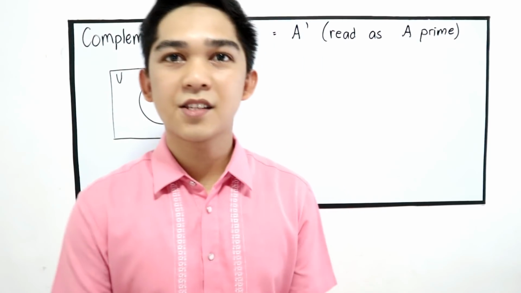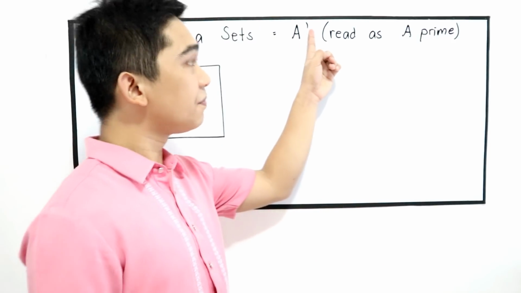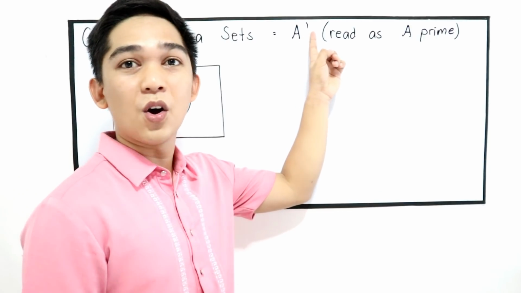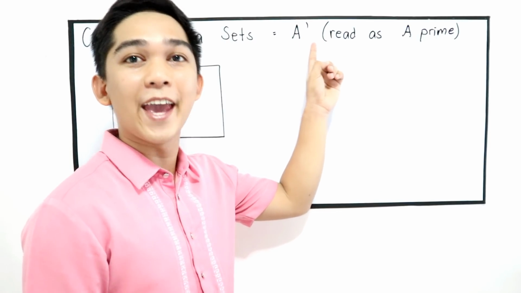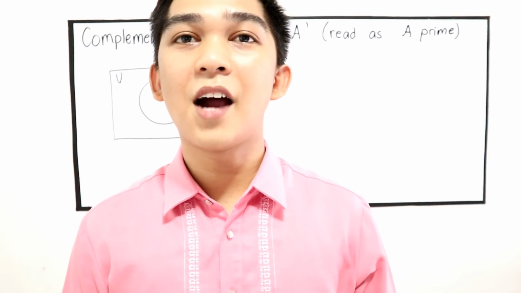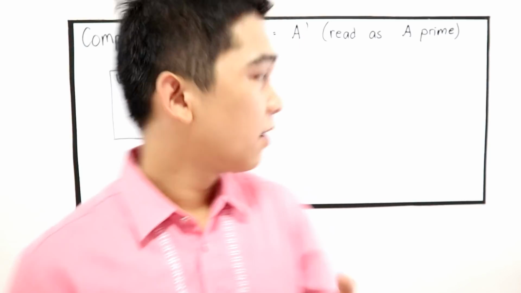So that is third, the complement of a set. Denoted by the symbol A prime, read as A prime, or complement of set A. So by definition, complement of a set are the elements that are not contained in any set. So does not contain in set A or in set B.